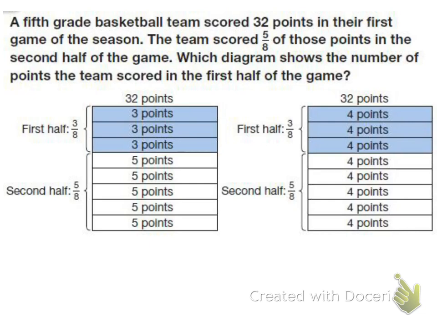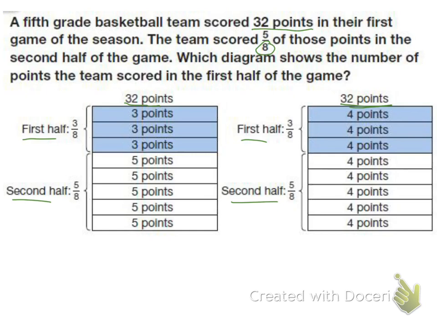All right, so this question says, a 5th grade basketball team scored 32 points in their first game of the season. This team scored 5/8 of those points in the second half of the game. Which diagram shows the number of points the team scored in the first half? So I need to see the total is 32 points, so that should be at the top, and it is for both of these. I have divided into first half and second half. That's correct. And then it's supposed to be divided into 8 pieces.